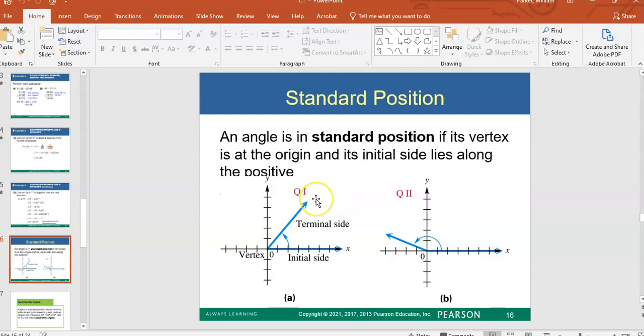Then we have our quadrants, which we'll discuss a little more. This is our first quadrant. Our second quadrant is the one we enter second as we go counterclockwise. The third quadrant is the one we enter third as we go counterclockwise, and the fourth is the one we enter fourth. So our quadrants go in a counterclockwise direction.